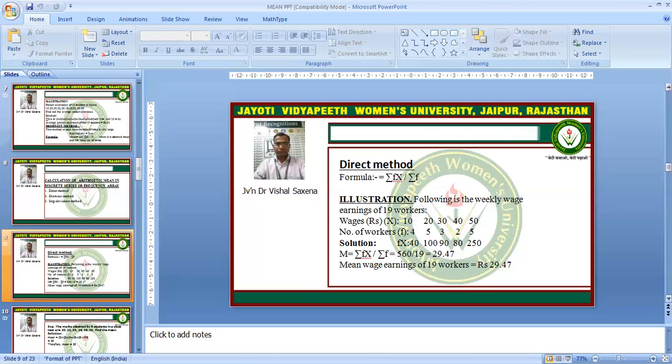In this way, the mean wage earnings of the 19 workers can be given by summation fx upon summation f, and that becomes 29.47. We can write the answer as rupees 29.47 as the mean or the average wage earnings of the 19 workers. So this is the example we have solved by the direct method solution procedure.